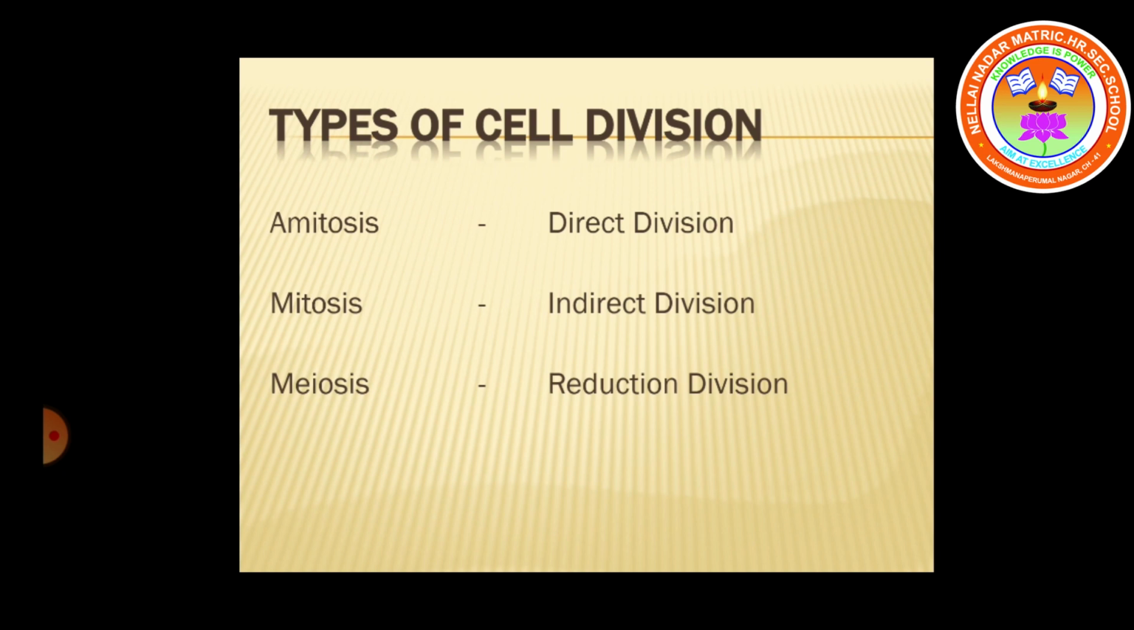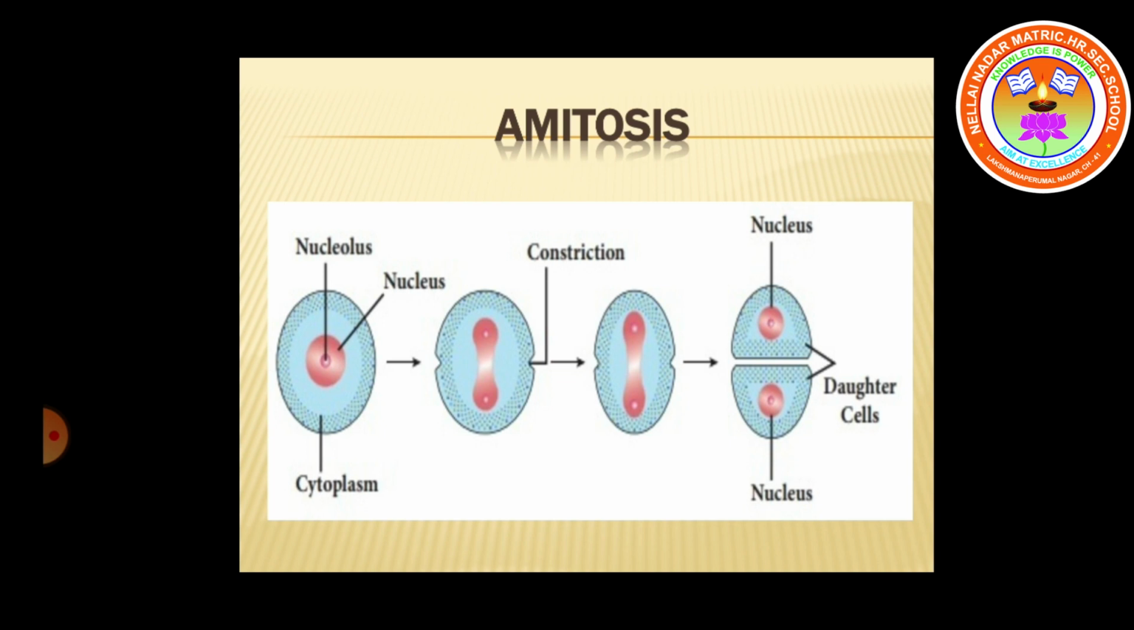Now let us move on to the types of cell division. The three types of cell division that occur in the animal cell are amitosis, mitosis and meiosis. Amitosis is a direct cell division. Mitosis is indirect cell division. Meiosis is a reduction division.